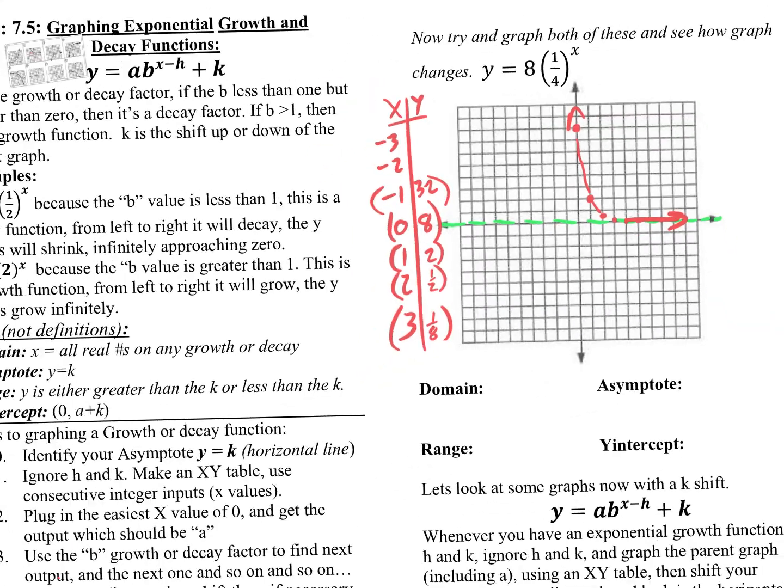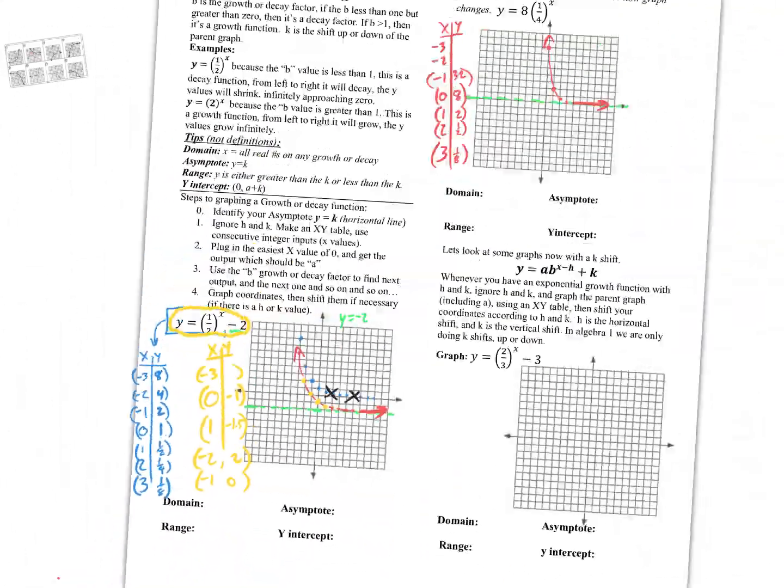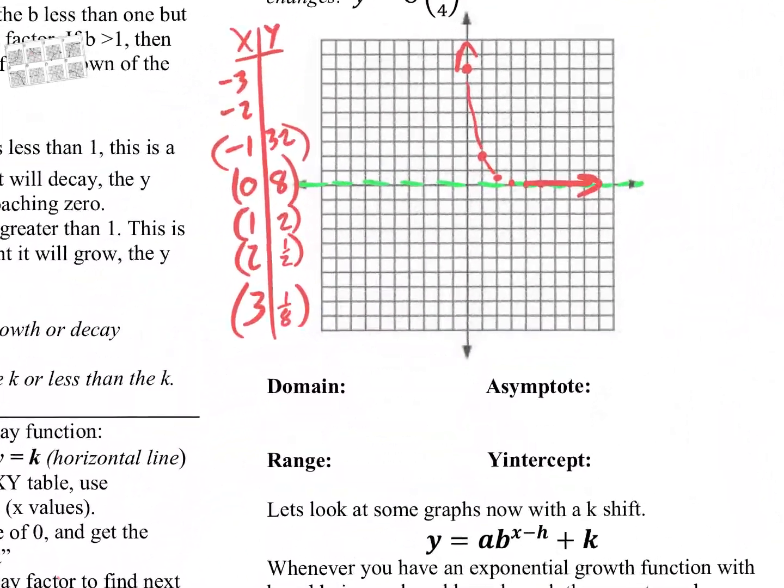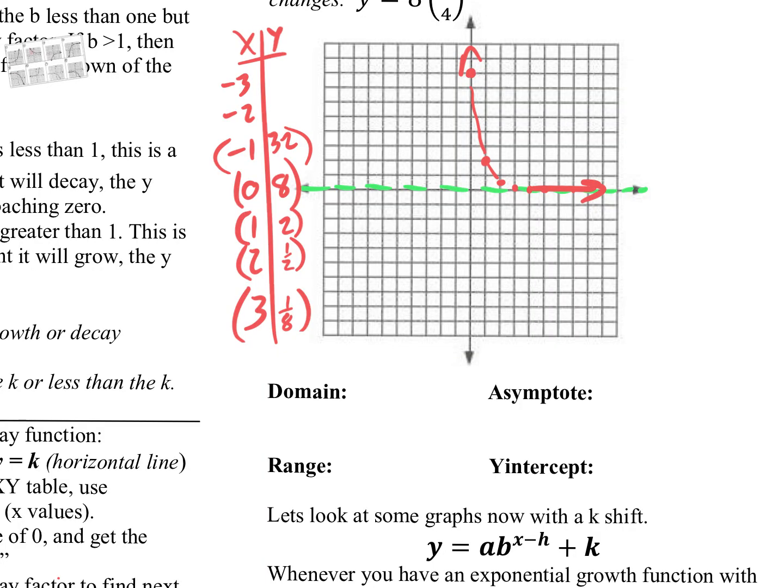Now, I guess I forgot to mention domain and range and all that stuff on that one. So let's do this one first, then we'll go back to the other one and state the domain and range. So the domain on any exponential growth or decay function is going to be x equals all real numbers. That's like a free point on the next test. X equals all real numbers all the time. Why? Because it exists to the left and to the right forever.